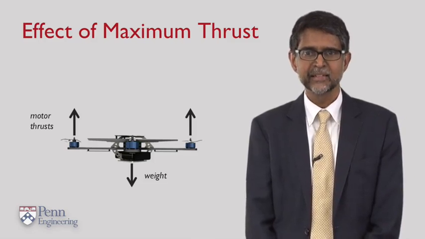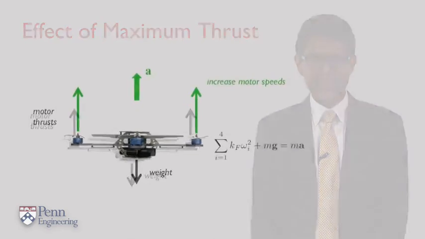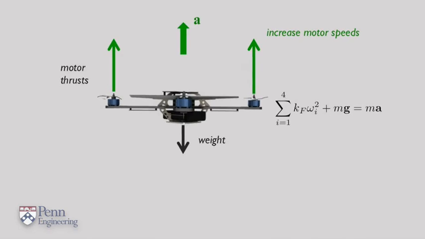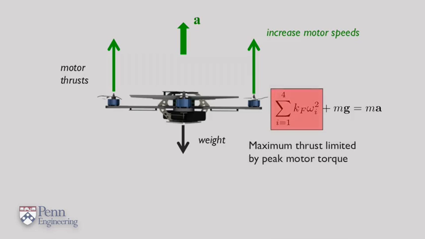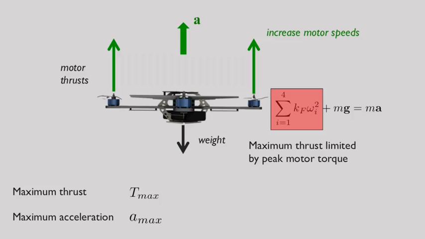limited capacity. So if I write down this equation again and look at forces in the vertical direction, clearly the thrusts have to compensate for the weight, and the thrust that exceeds the weight will produce the required acceleration. But the thrust that the motor can produce is limited by the peak torque. So let's assume that this peak torque is known to us, and that in turn determines the maximum thrust we can produce, T sub max. This in turn determines the maximum acceleration.